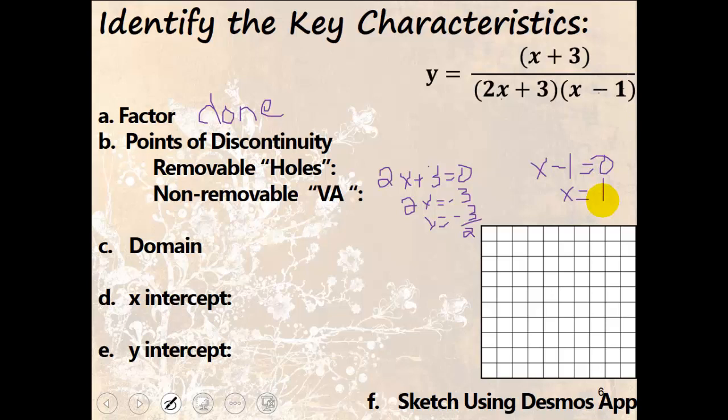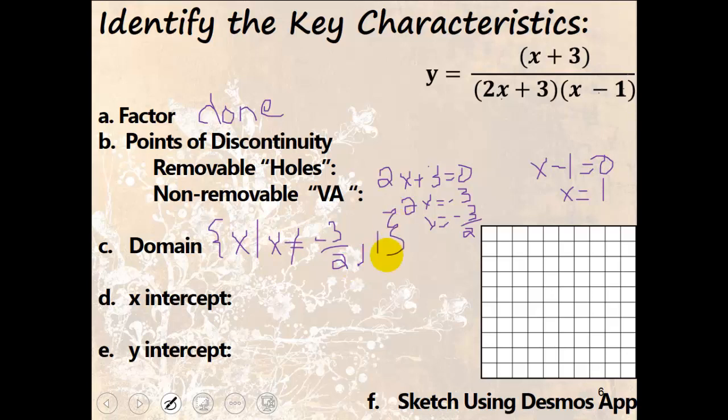The domain stems right out of those points of discontinuity, right? These two are super connected. That's why in my mind when I go through this, I find my points of discontinuity, then I automatically write my domain: all x's such that x cannot equal any vertical asymptote or any hole. I don't have any holes, so I just have to include my vertical asymptotes, negative 3 over 2 and 1.